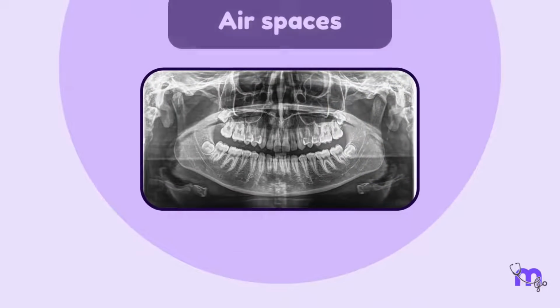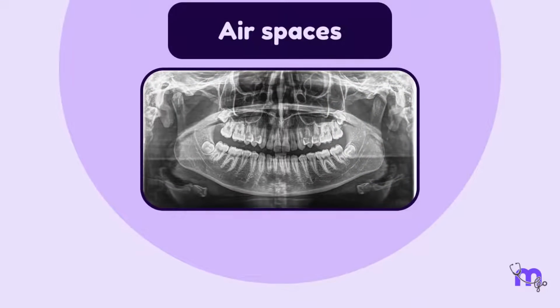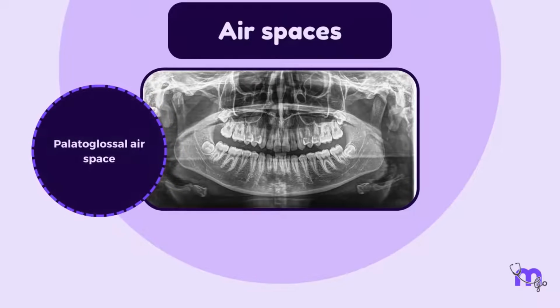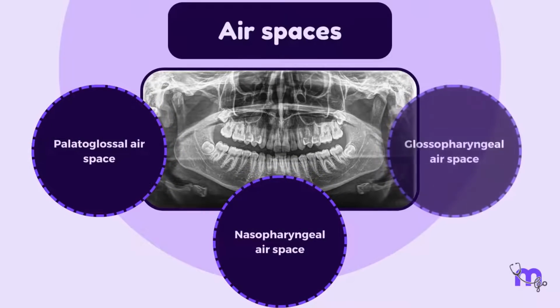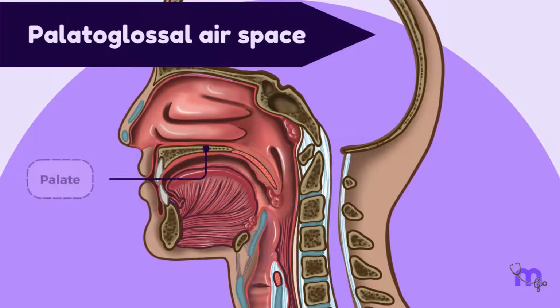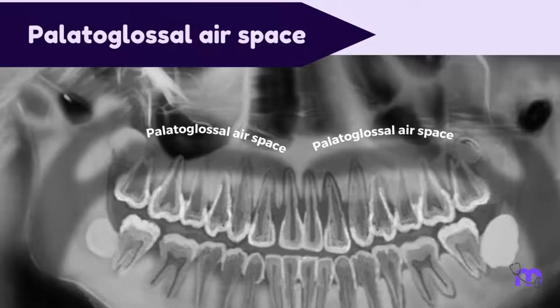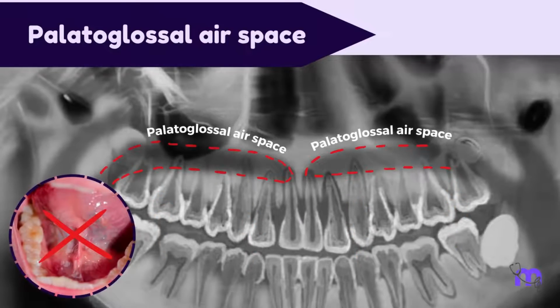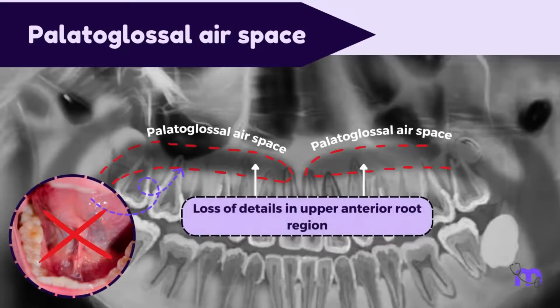Let us now discuss the air space images seen on a panoramic view. There are three air spaces: the palatoglossal, nasopharyngeal, and glossopharyngeal air space. The palatoglossal air space lies between the palate and the tongue. It appears as a horizontal radiolucent band above the apices of the maxillary teeth on a panoramic radiograph. If the tongue is not placed against the hard palate, this space becomes visible and leads to a loss of details in the upper anterior root region.